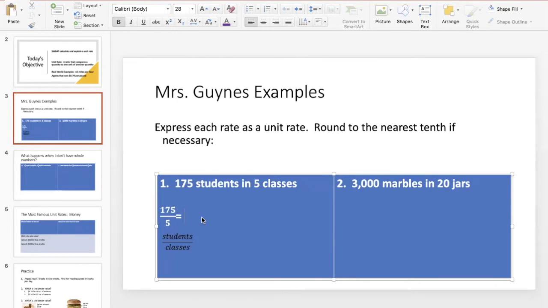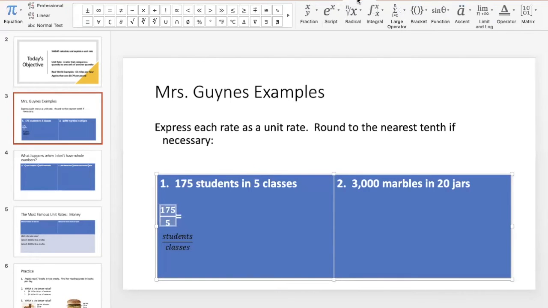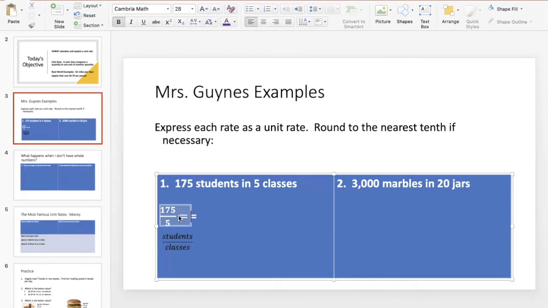And when I have 175, to get a unit rate, I have to say that this is equal to something over 1. So to get my denominator to 1, I have to divide both 5 and 175 by 5. So 5 divided by 5 is 1, and 175 divided by 5 is 35. So the unit rate here is 35 over 1. But in a unit rate, that 35 over 1 means something special. It's 35 students in one class.